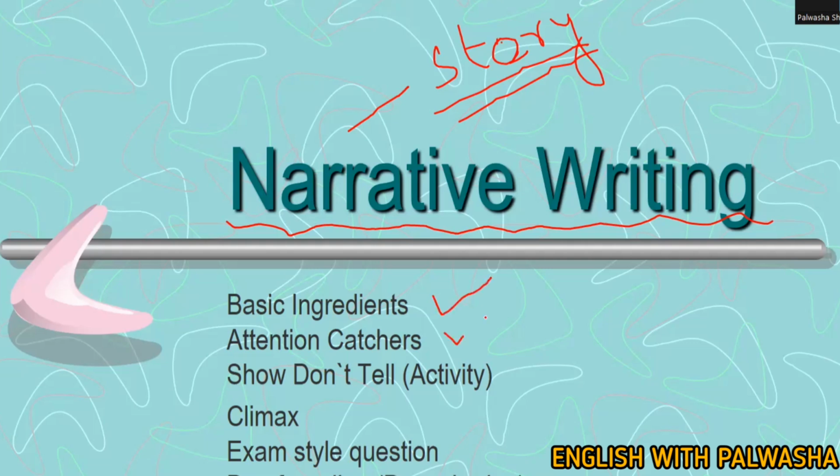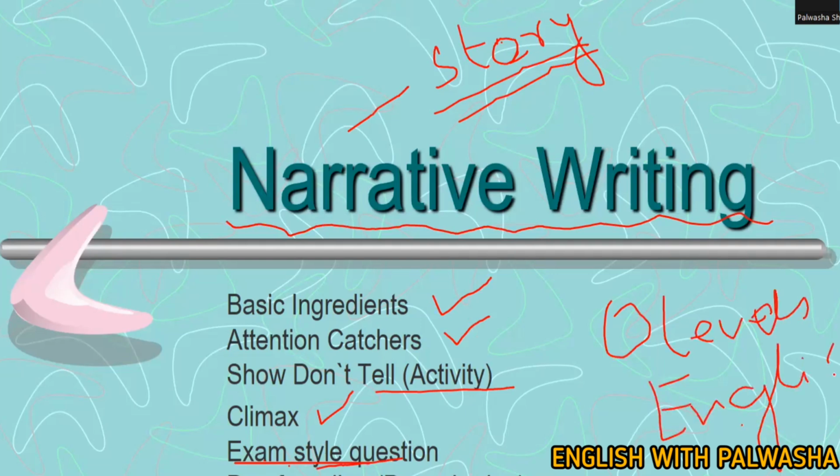Then there are some attention catchers which we are going to learn today. Also we will be doing an activity of show don't tell, which is going to enhance your sentence structure to an upgrade level. And then the climax, of course, which is very important in a story. We will also be seeing the exam style question of O levels English. Right, so you are requested to please watch this video till the end. अगर आप लोग चाहते हैं वाकई कि आपकी narratives बहुत अच्छी हो जाएं, तो आज मिस वल्लशा का ये सेशन जरूर अटेंड कीजिएगा, and then we'll be giving you tips for proofreading.